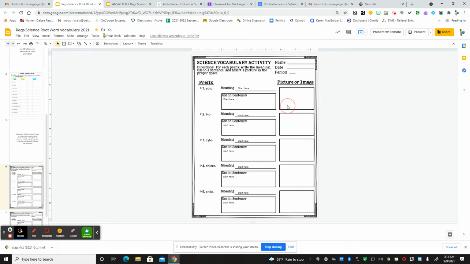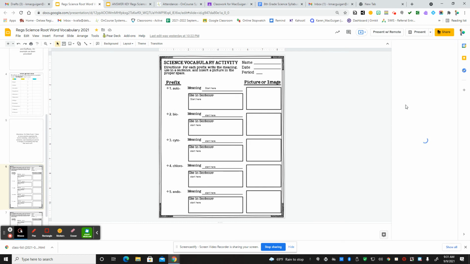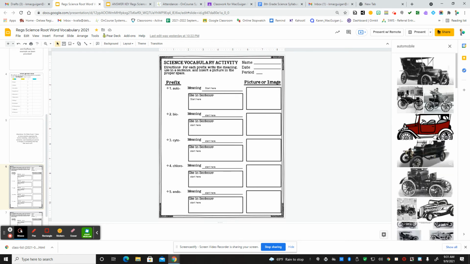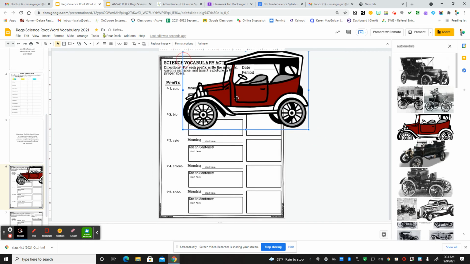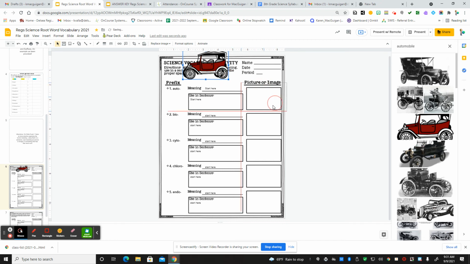And then you're going to add a picture or an image. And for the most part, you all know how to do this. You're going to go to insert image, search the web, and then you can go to auto, just the word auto, or you can do automobile, okay? And it will give you a picture, an old school automobile, and then you'll add it right there just as a reference, so you have an example of what that word means in addition to using it in a sentence. It's going to be pretty valuable for you.